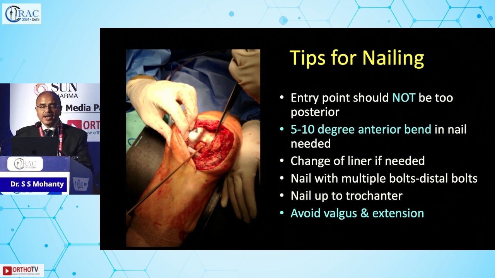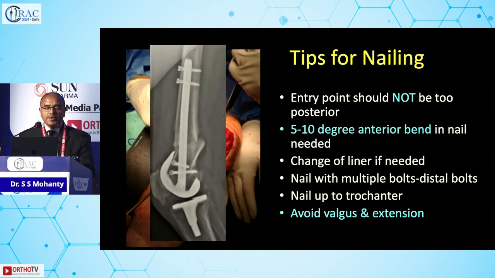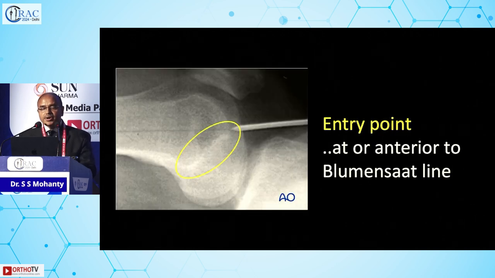Now tips for nailing: if you are doing a nailing procedure, the entry point should not be too posterior. You should have a 5 to 10 degree anterior bend in the nail, and change the liner if needed. If the entry point is a little posterior, then there will be a hyperextension deformity like this. So avoid valgus and hyperextension in a nailing procedure. The AO recommends the entry point should be at or anterior to the Blumensaat line. Then your nailing procedure will be good.